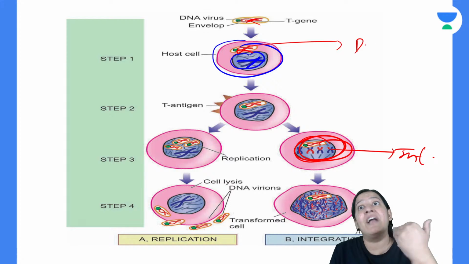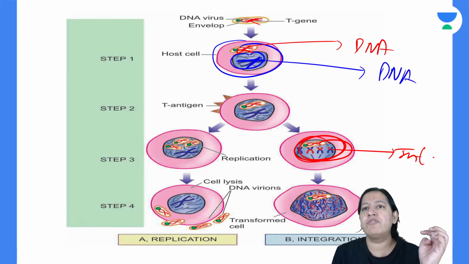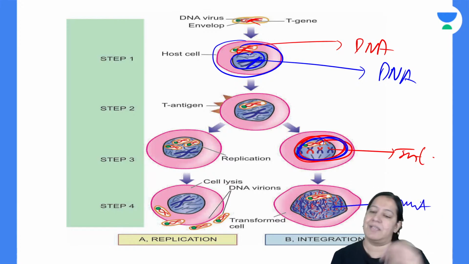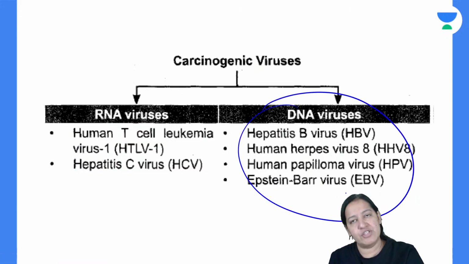Virus is DNA, red color, and human is DNA, blue color. Both of them integrate with each other, causing mutations, causing cancer. This is how a DNA virus causes cancer. And these are the 4 DNA viruses which cause cancer.